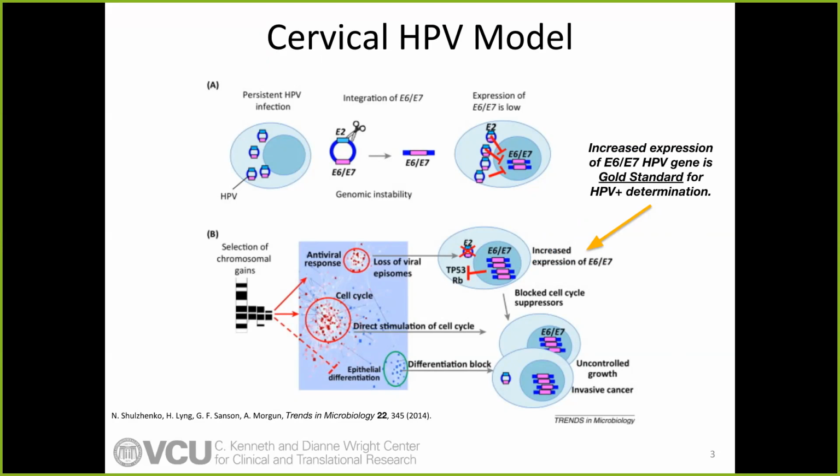So we think with head and neck, it's very similar, but it's not exact. Usually they stain for a P16 protein, a human protein that's upregulated in cervical cancer when they're infected with HPV. However, head and neck cancers tend to have higher or lower regulation of this protein, so it's not as closely correlated with head and neck cancer. So the gold standard for identifying HPV positive is to look for this E6, E7 gene expression in RNA-Seq data.